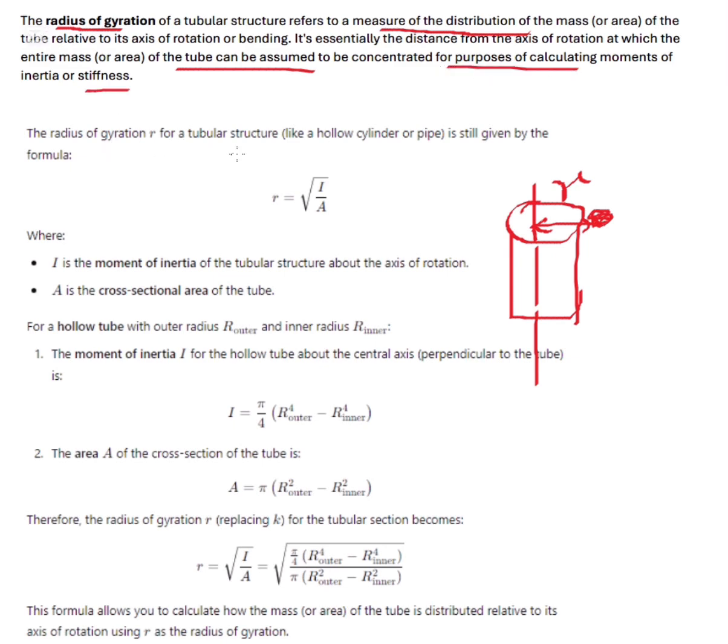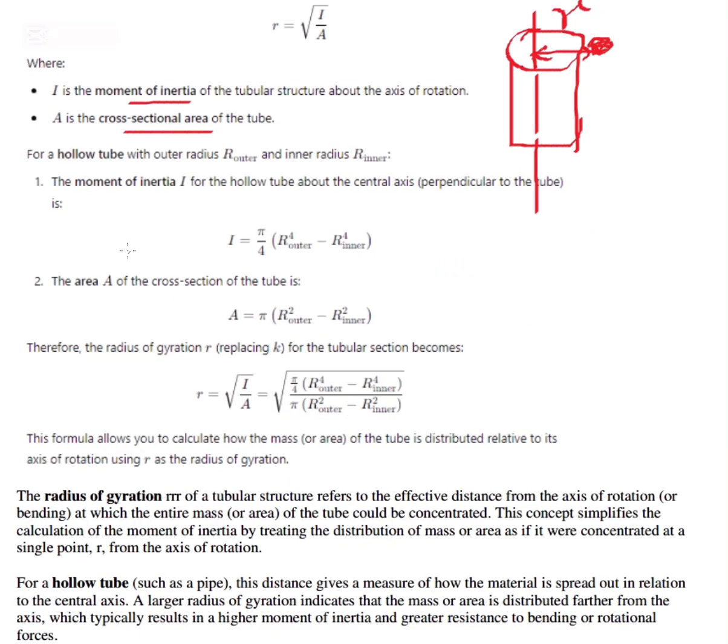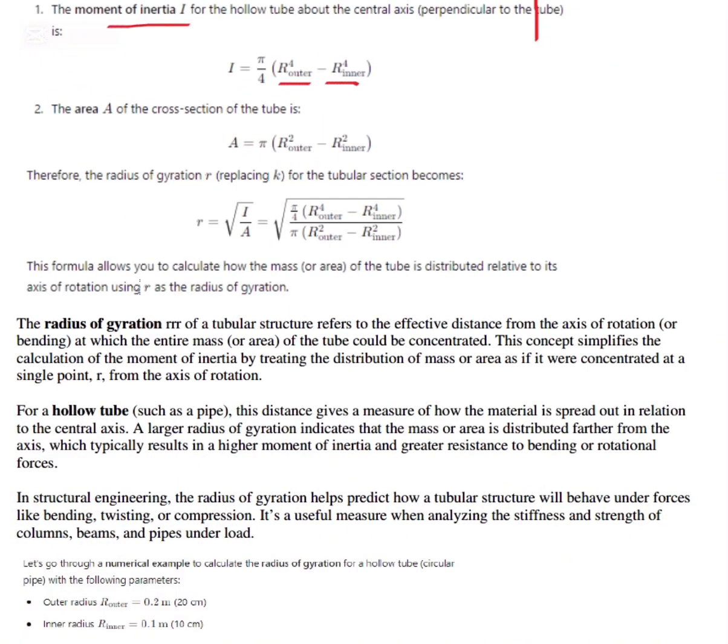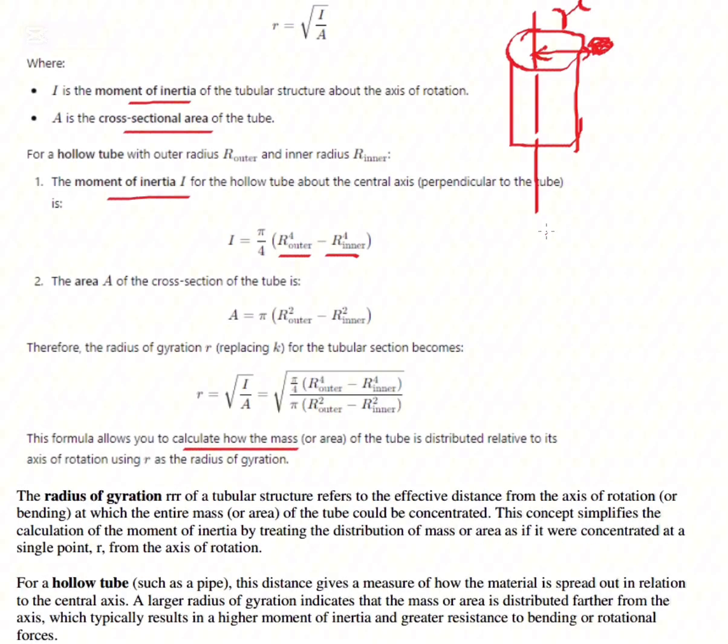The radius of gyration R for the tubular structure is given by R equals the square root of I by A, where I is the moment of inertia and A is the cross-sectional area. We can calculate the moment of inertia for the tube from the outer radius and inner radius using these formulas for I and A, and then we can calculate the radius of gyration. This formula allows you to see how the mass of the tube is distributed relative to its axis of rotation, using R as the radius of gyration.